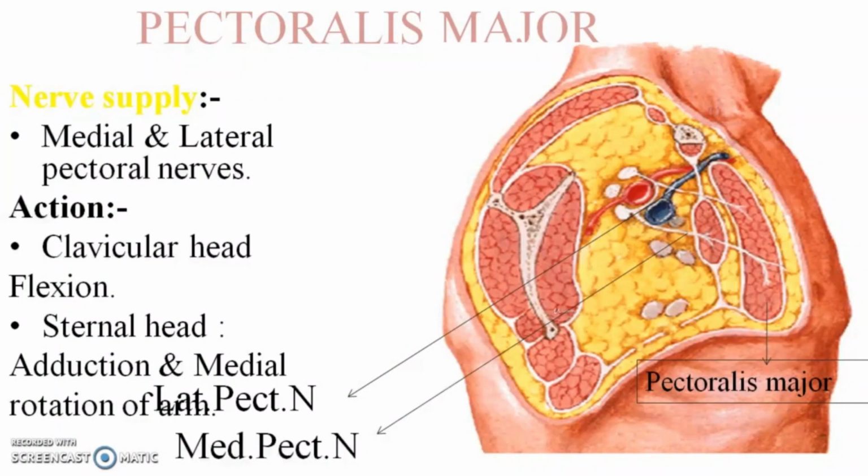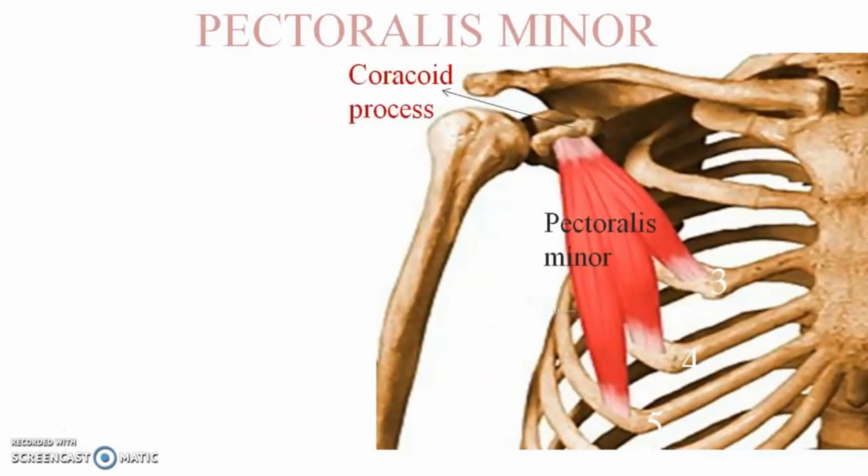Main thing, from where it is taking origin and where it is inserting, you have to remember. With a neat diagram you have to present in your exam, and along with that this nerve supply and action will be important for you for your practical purpose. And now we can move on to pectoralis minor muscle.